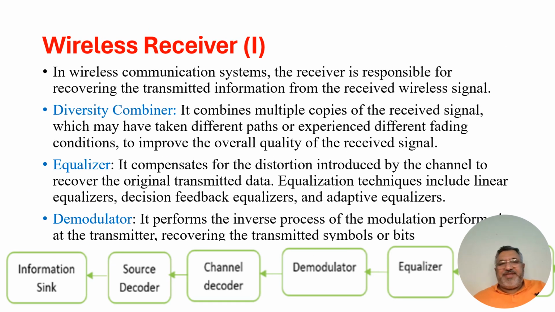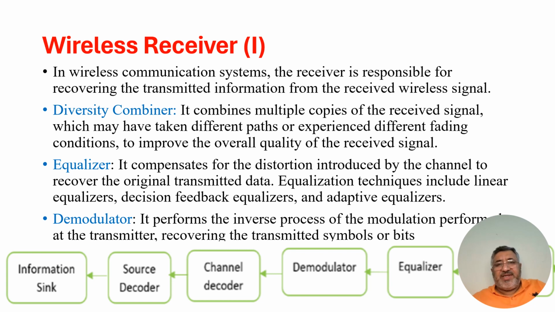In a wireless communication system, the receiver is responsible for recovering the transmitted information from the received wireless signal, which is generally a very weak signal. Some important units of a wireless receiver are listed below, such as the diversity combiner. A diversity combiner is used to improve the reliability of the received signal in the presence of fading and multipath propagation. It combines multiple copies of the received signal, which may take different paths or experience different fading conditions, to improve the overall quality of the received signal.